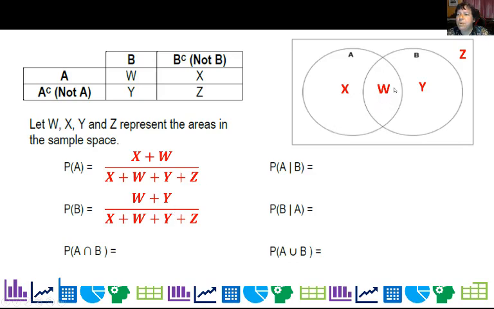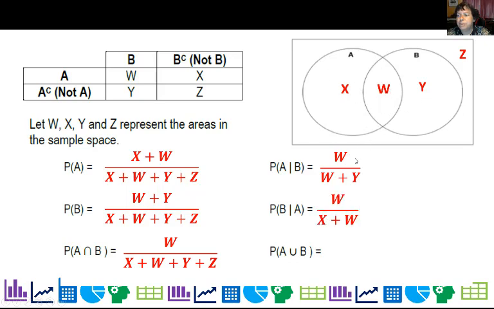A and B, the only one that's in A and B at the same time is W. So that would be W over the total. Now, once we start doing givens, that changes things a little bit. A given B, well, if I'm given that I'm in B, I have to be in this circle. So I can ignore the X, ignore the Z. So the probability that I'm in A, well, that's W out of this total, W plus Y. The probability that I'm in B, given that I'm standing in this circle here, is still going to be W, but now it's over X plus W.